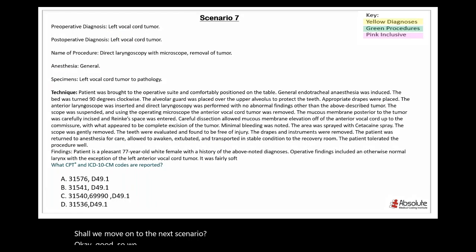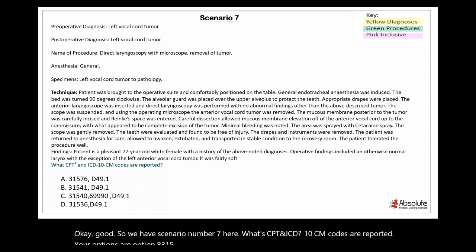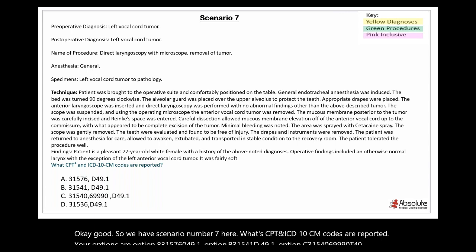Scenario number 7 here. What CPT and ICD-10-CM codes are reported? Your options are: option A, 31576 D49.1; option B, 31541 D49.1; option C, 31540 69990 D49.1; option D, 31536 D49.1.